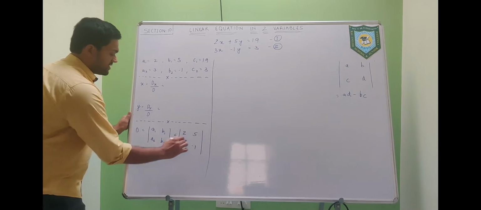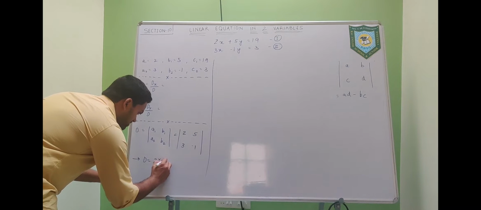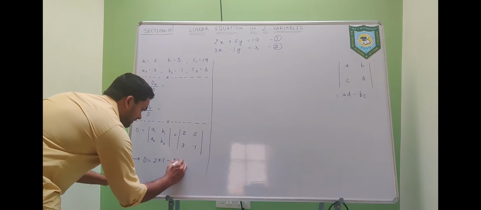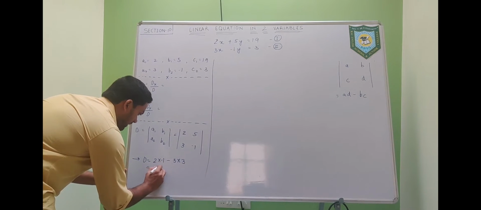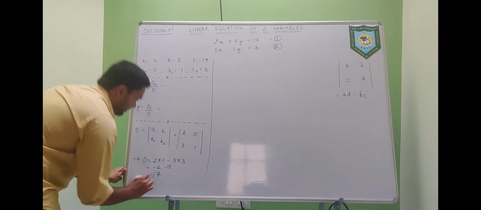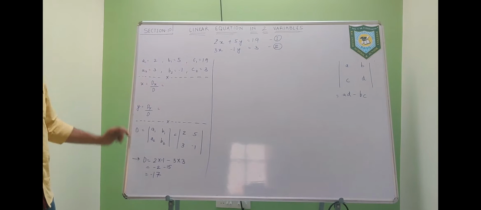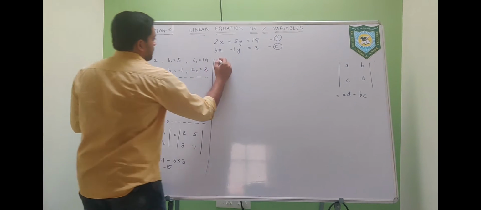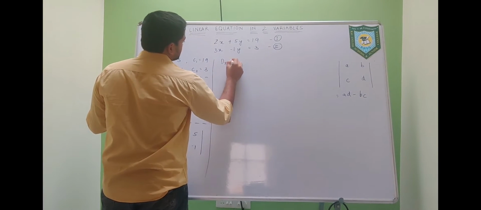This implies D is equal to 2 times minus 1 minus 5 into 3. This is equal to minus 2 minus 15, which is equal to minus 17. So my value for D becomes minus 17. Now, coming back to dx.